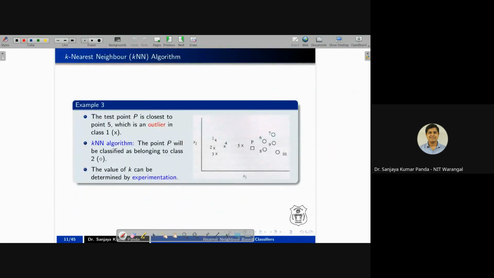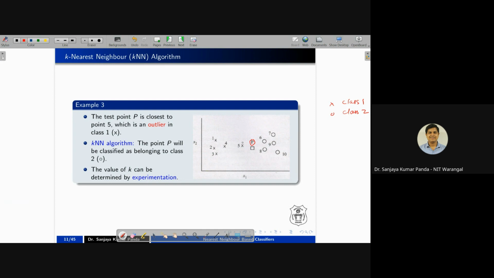Let us see this particular example. Here I am not taking the same data set. I am taking a different data set to show you the advantages and disadvantages of KNN. Now you will understand. Here P is our test pattern, and this is a group of patterns belonging to a class. Let's say this belongs to class X. X represents class 1, and the circle represents class 2. So the test pattern P is closest to which point?